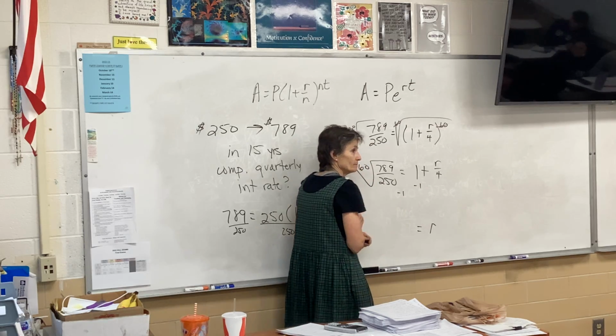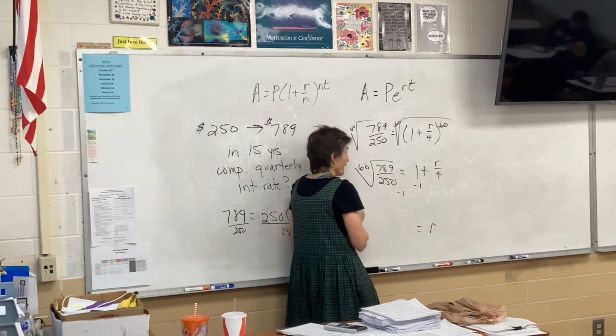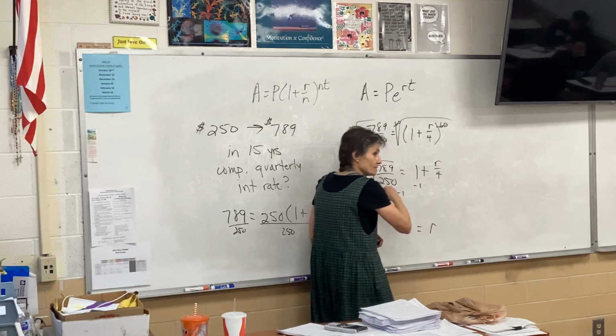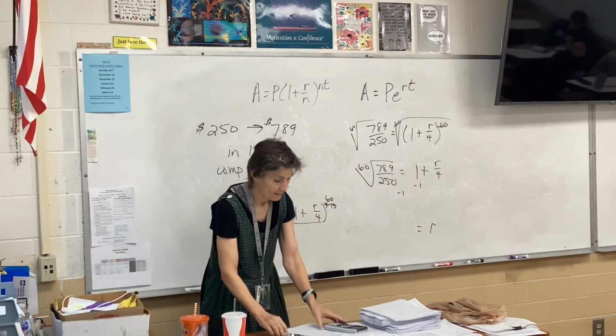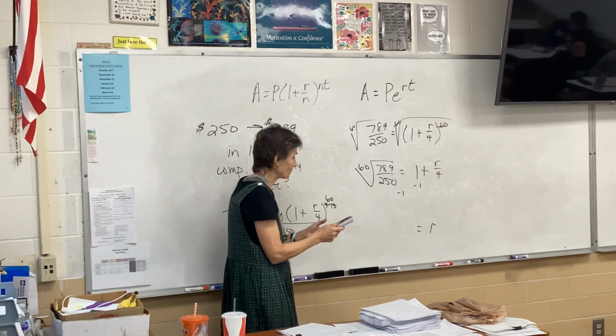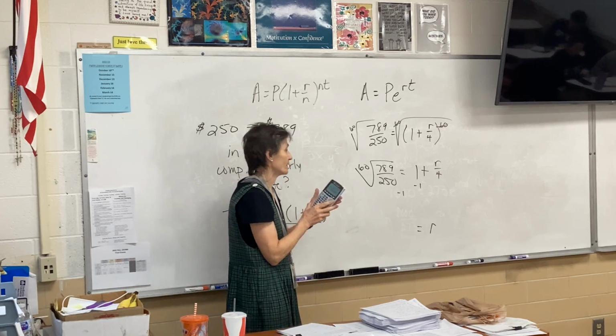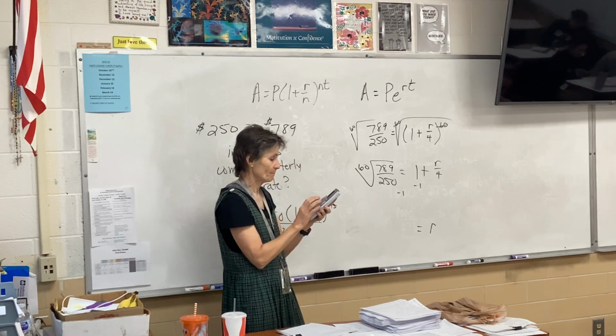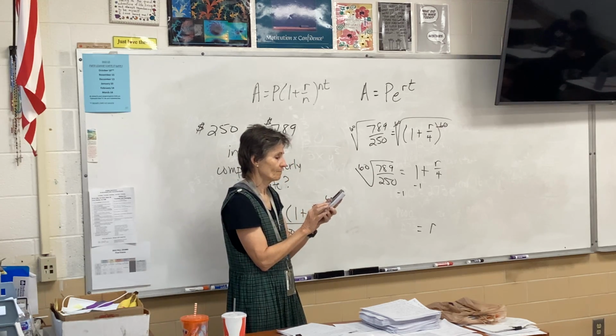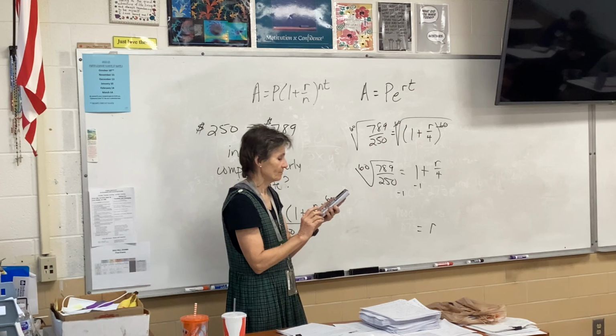To get R by itself, I'll want to take that number and do what? Minus 1. And then what? Times by 4. My calculator will do all that for me. So, who remembers how to do that on my calculator? I gotta do this first. Who remembers how to do that? 60. Math. 5.